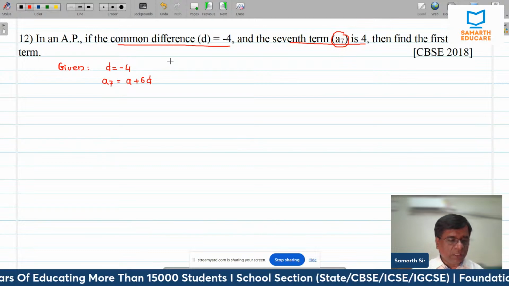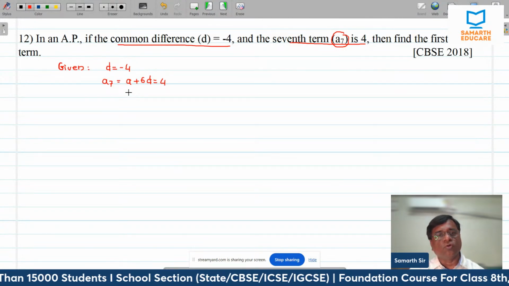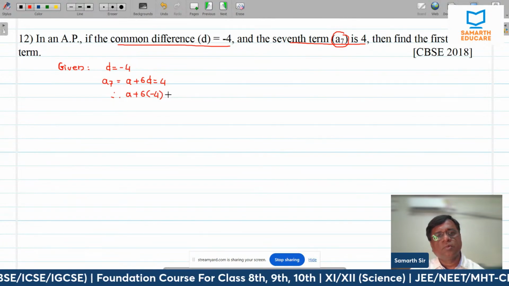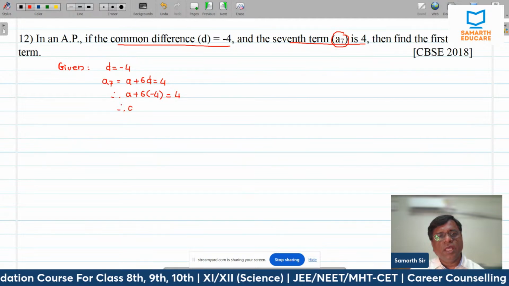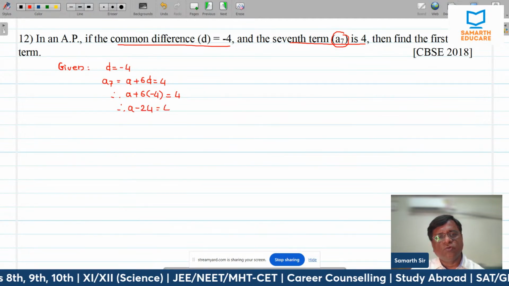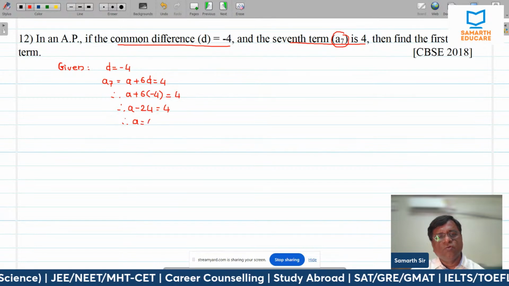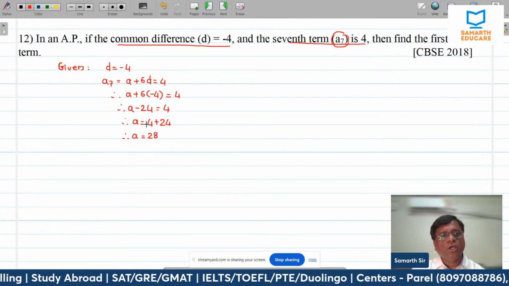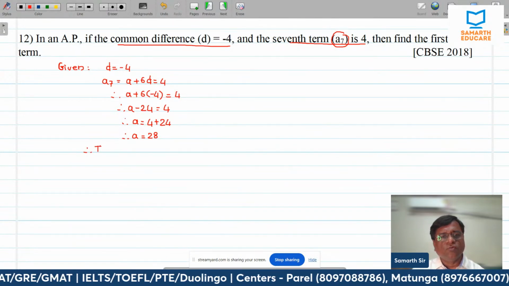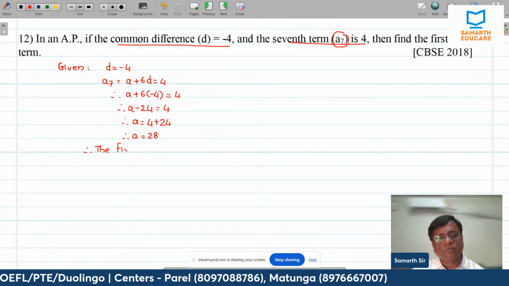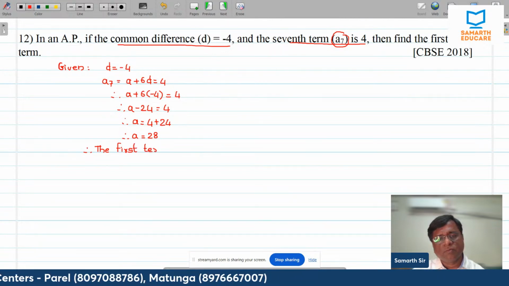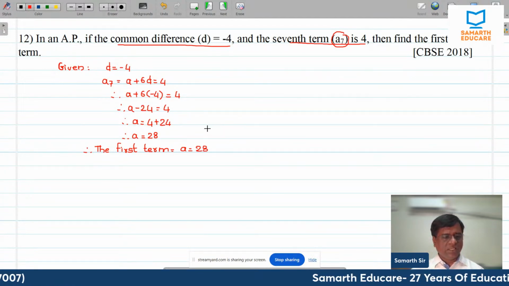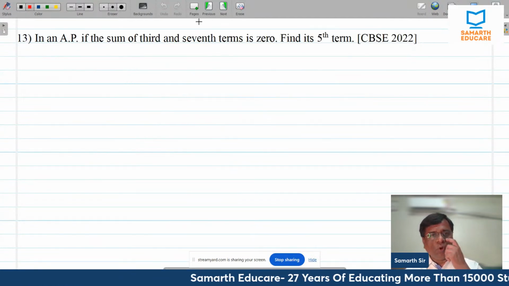7 minus 1 into d, and that is equal to 4. But the value of d is -4, and that is equal to 4. So a minus 24 is equal to 4. So value of a is 4 plus 24, and that means value of a is 28. Question is find the first term. Therefore the first term is equal to a, and that is equal to 28. All right, let's move on to the next question.